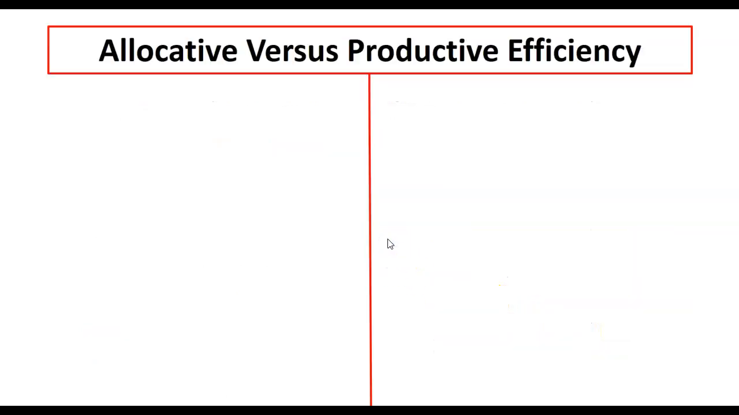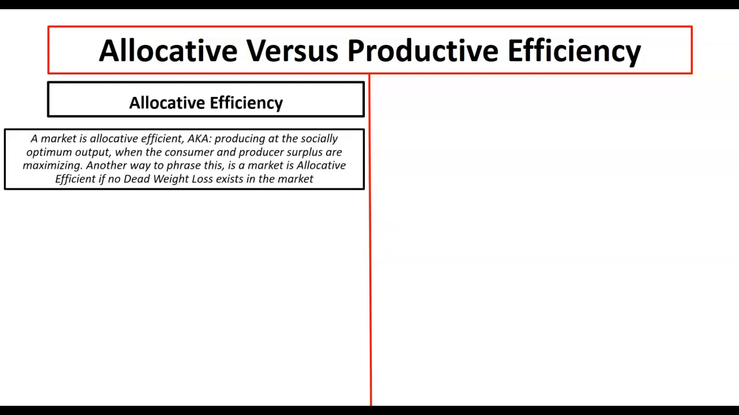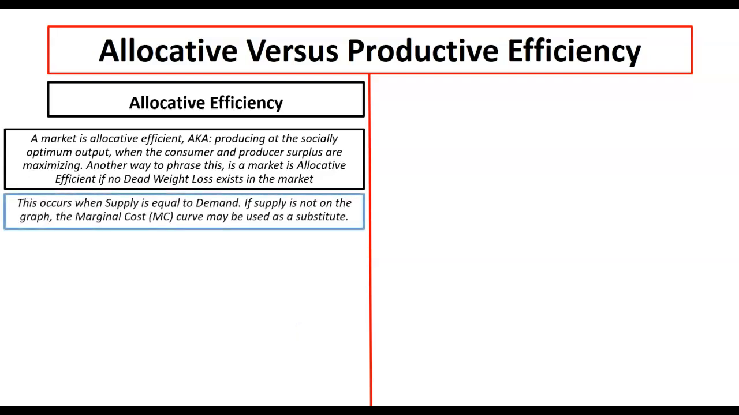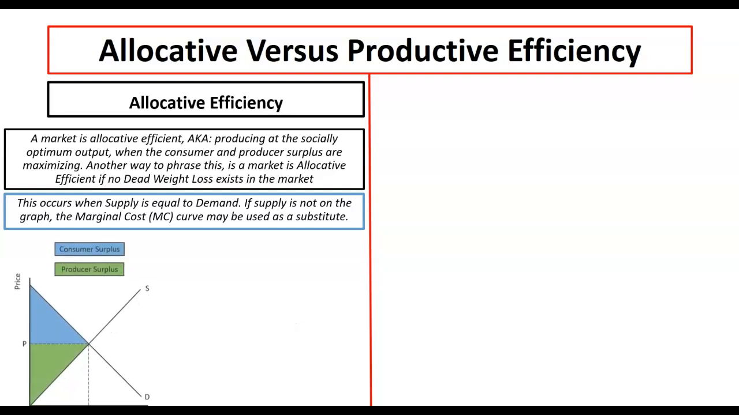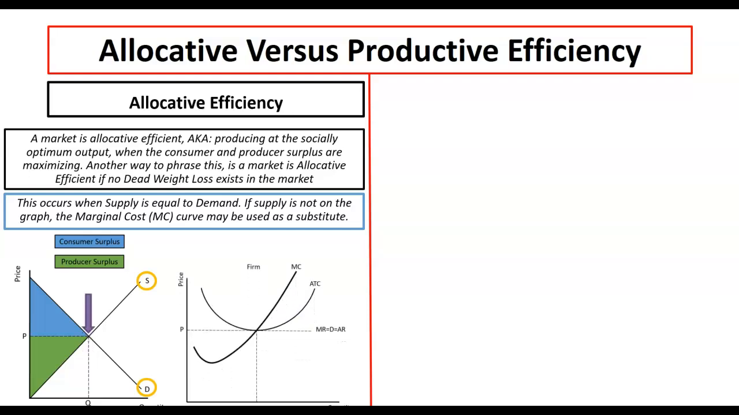Okay. So let's talk allocative versus productive efficiency. I talked very quickly at the end of the last video about this, but let's just make sure we know our definition. So allocative efficiency is the idea that a market is allocatively efficient, meaning producing at the socially optimum output, when the consumer and producer surpluses are maximized. Another way to phrase this is a market is allocatively efficient if no deadweight loss exists. So this occurs functionally when the supply is equal to our demand curve. Now we can sometimes use our marginal cost curve as a substitute. I'm going to go over that in just one second. So here we are, socially optimum, and look at that. Our marginal cost curve, which is going to become our supply curve in a second, is equal to our demand curve.